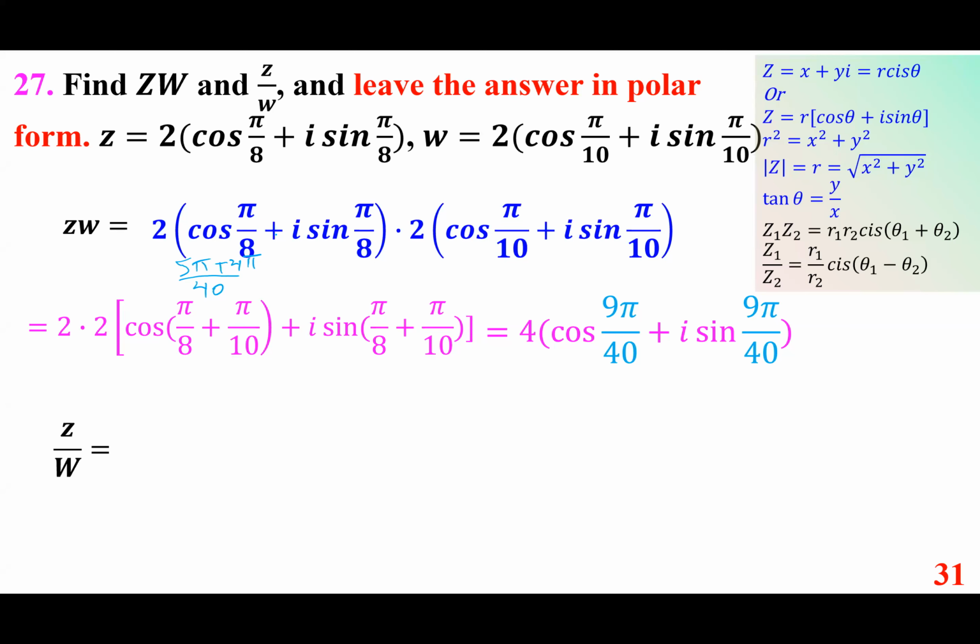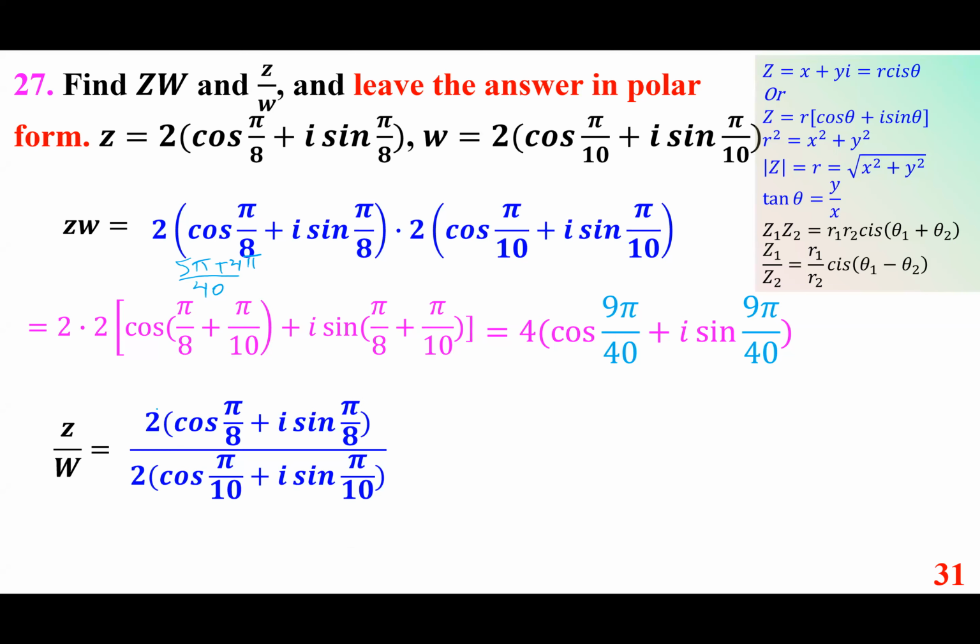For the division, we write them again. First, these two numbers cancel each other. And then we get cosine of pi over 8 minus pi over 10 plus i sine of pi over 8 minus pi over 10. And again, 40 is the common denominator. This time 5 pi minus 4 pi gives us pi over 40.